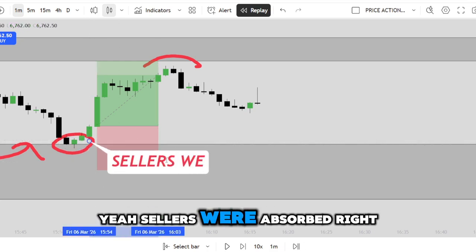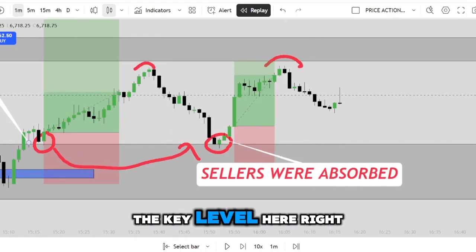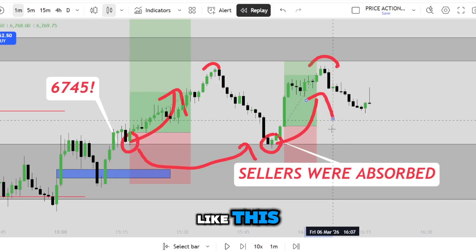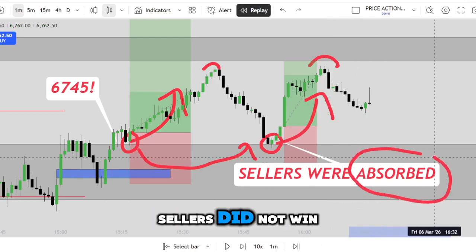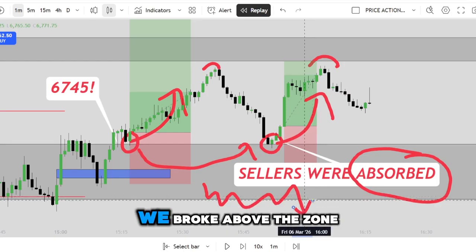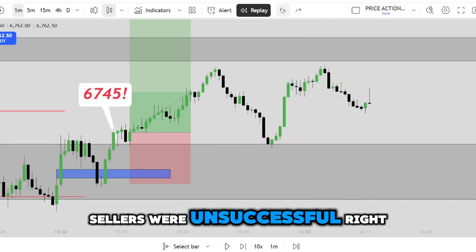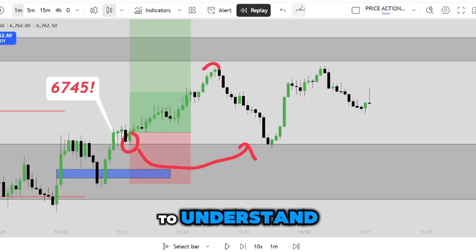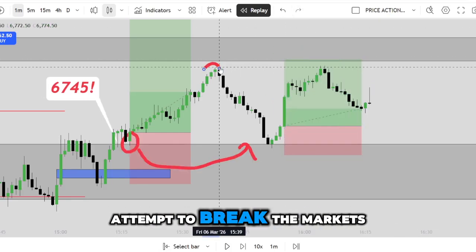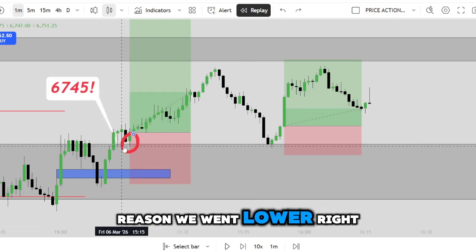Here, sellers were absorbed, right? Because if we're breaking above the key level like this, you need to understand that sellers did not win, because they would have driven price below the zone. We broke above the zone. So you've got to understand sellers were absorbed, sellers were unsuccessful in their attempt to break the market lower, right? And that is the reason we went higher.